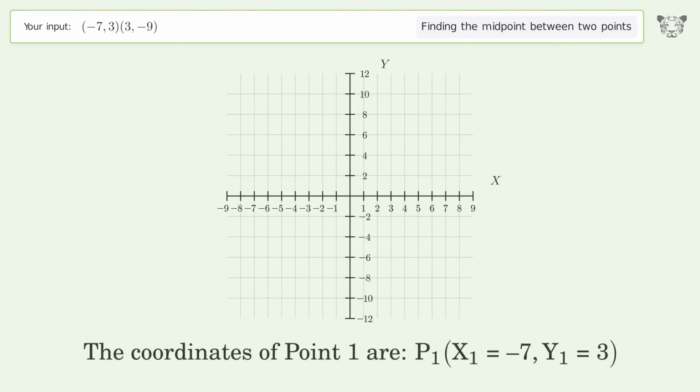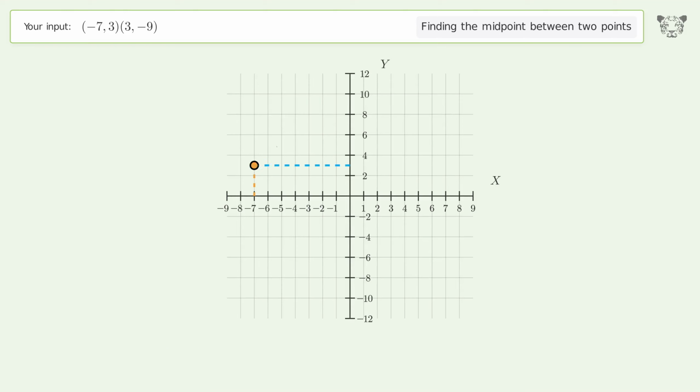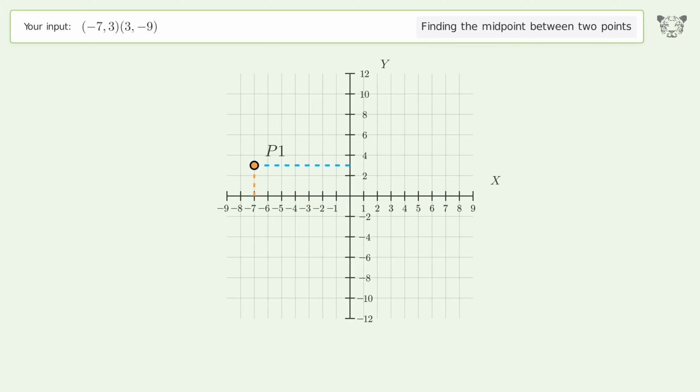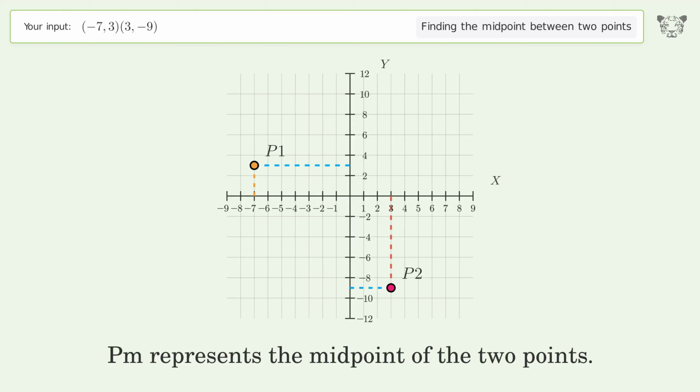The coordinates of point 1 are x1 equals -7, y1 equals 3. The coordinates of point 2 are x2 equals 3, y2 equals -9. PM represents the midpoint of the 2 points.